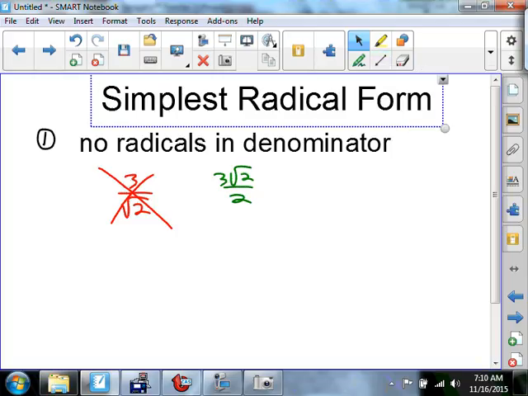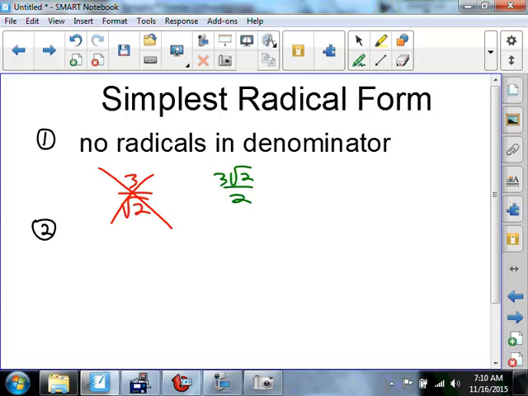So another thing that it means for a number to be in simplest radical form is any and all like radicals are combined. Okay, like radicals are combined.